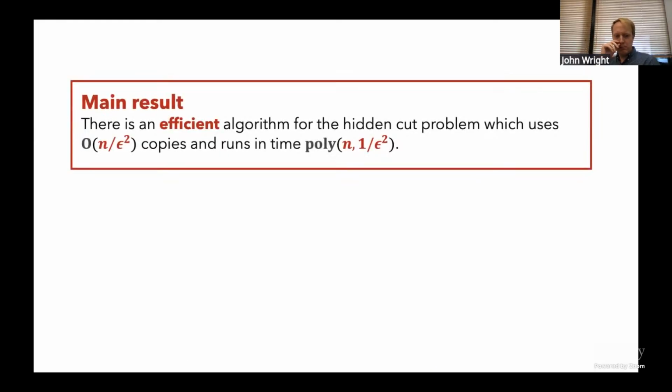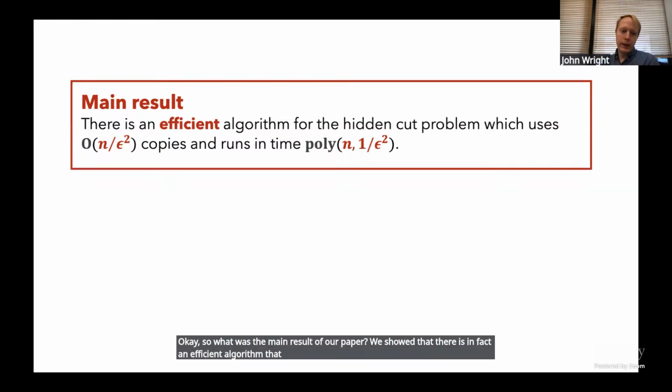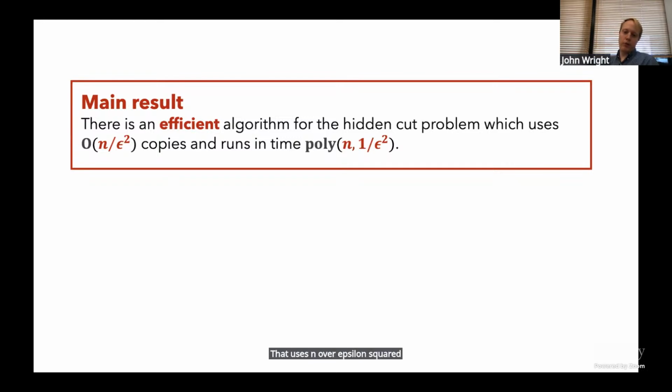Okay, so what was the main result of our paper? We showed that there is, in fact, an efficient algorithm that solves this hidden cut problem that uses n over epsilon squared copies and runs efficiently, so polynomial in n and 1 over epsilon squared.